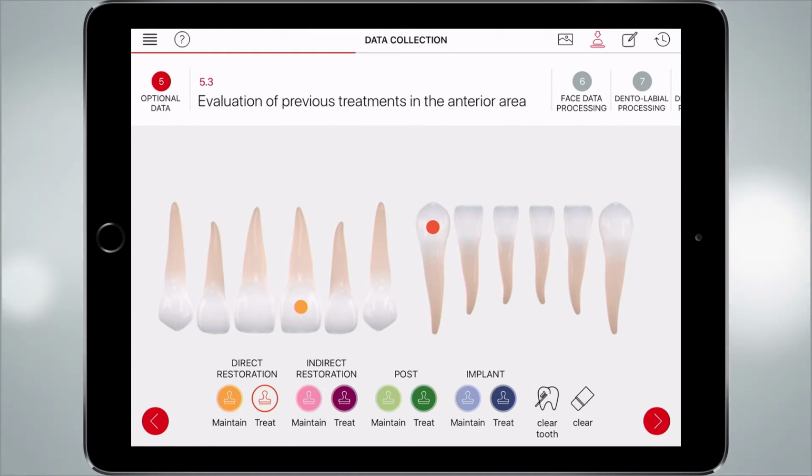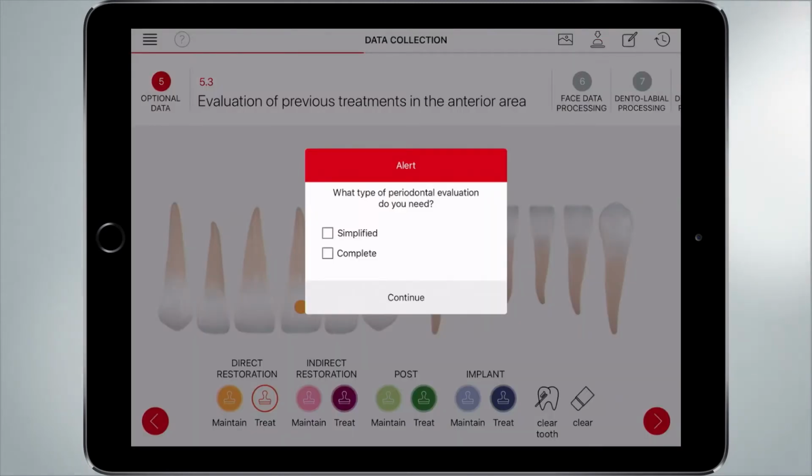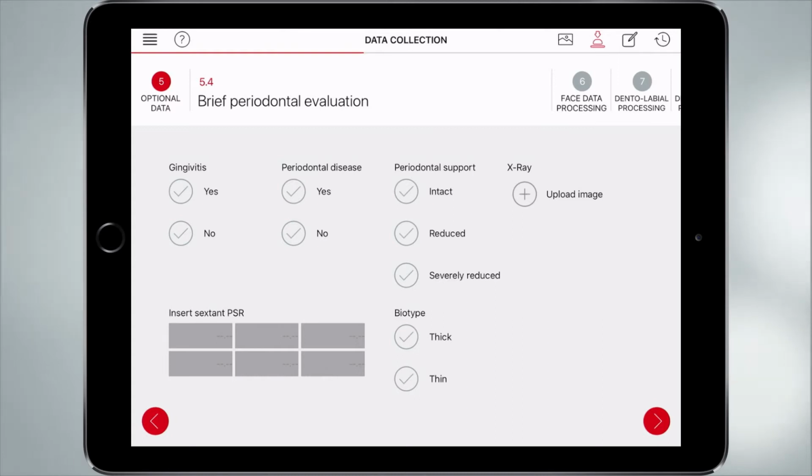From step 5.3, you can go ahead, and then an alert comes out and shows us what type of periodontal evaluation you need, simplified or complete. We can push simplified, continue: no gingivitis, no periodontal disease, intact support of the periodontal ligaments, and the biotype is quite thick. You can also upload the image with the X-ray image. You don't need it in this situation, we don't have it here.